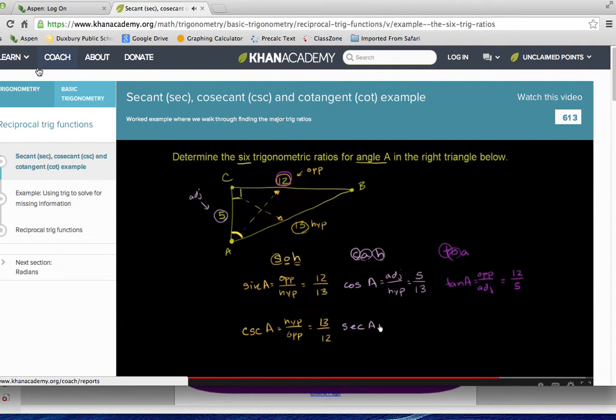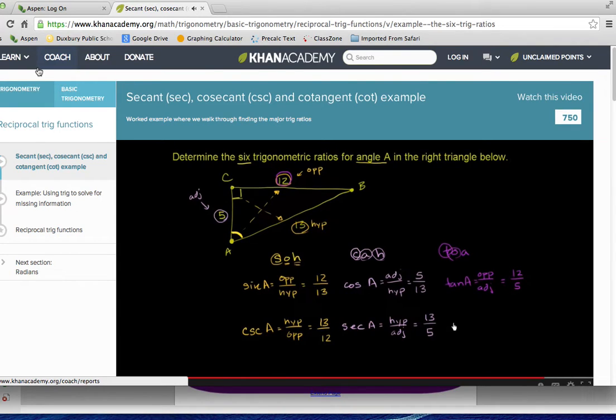Now, secant of A, it's the reciprocal, so instead of being adjacent over hypotenuse, which we got from the CA part of SOHCAHTOA, it's hypotenuse over adjacent. So what is the secant of A? Well, the hypotenuse, we've figured out multiple times already, is 13. And what is the adjacent side? It's 5. So it's 13/5, which is once again the reciprocal of the cosine of A, 5/13.